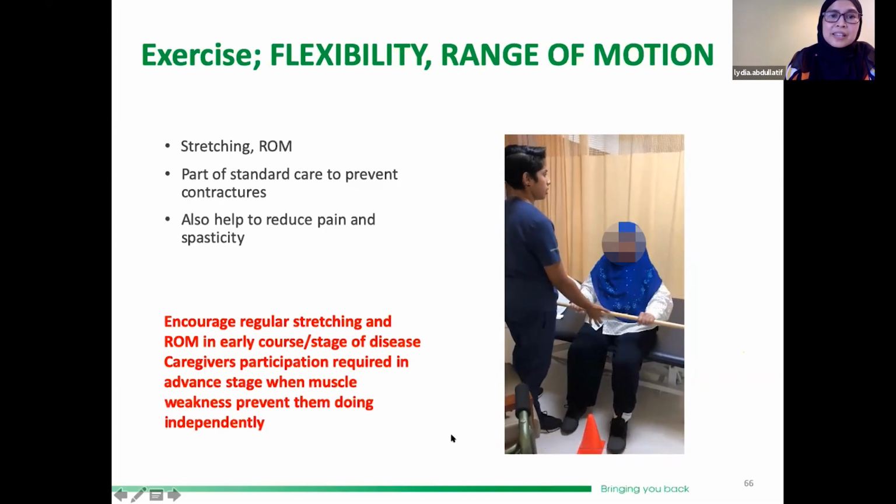The caution is that we must encourage regular stretching and ROM during the early stage of the disease. The caregivers need to be trained because sometimes their participation is required in the advanced stage, where the muscle weakness is so dominant that the patient is not able to do it. But range of motion needs to be done throughout all stages of the disease, to prevent contractures.